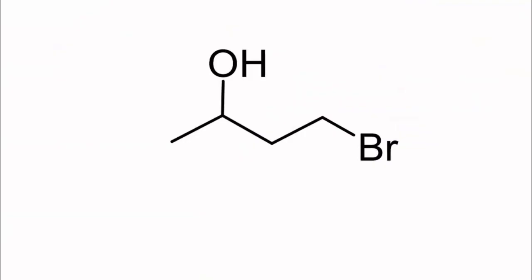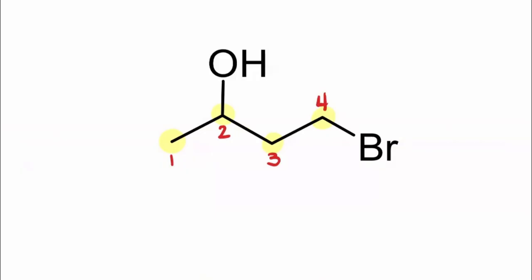In the following example, let's find the longest continuous chain of carbon atoms. In this case, it's going to be this carbon, this carbon, this, and this. So the longest continuous chain of carbon atoms, starting from the end that is closest to the OH, is 4 carbons. And we will number them 1, 2, 3, 4.